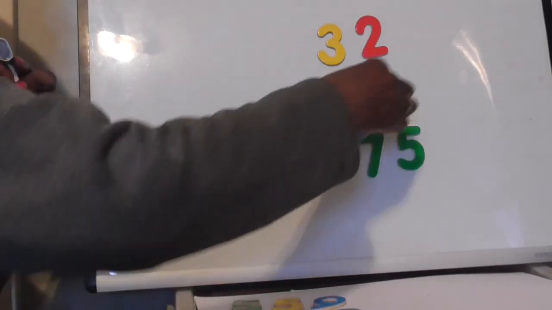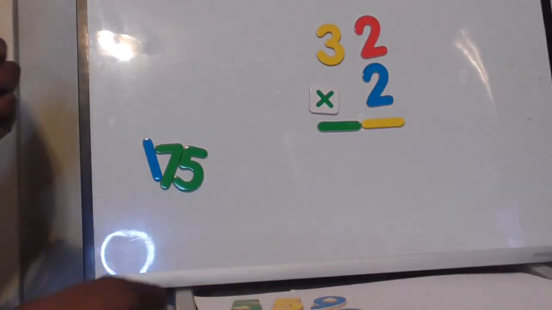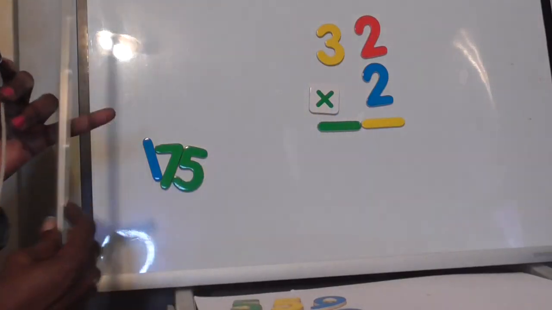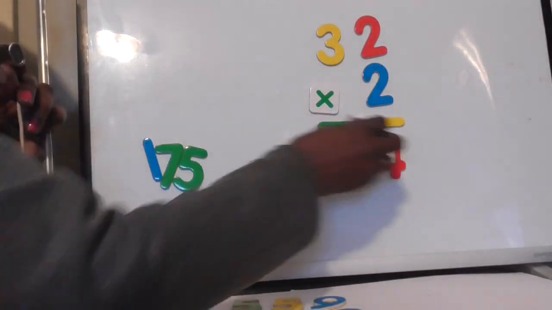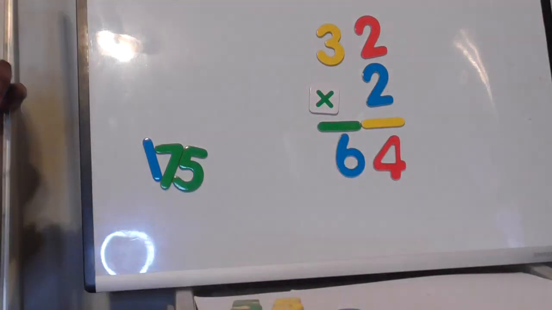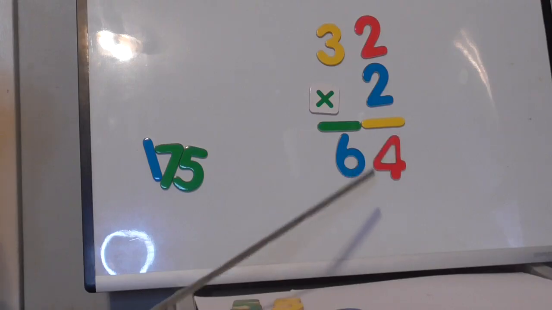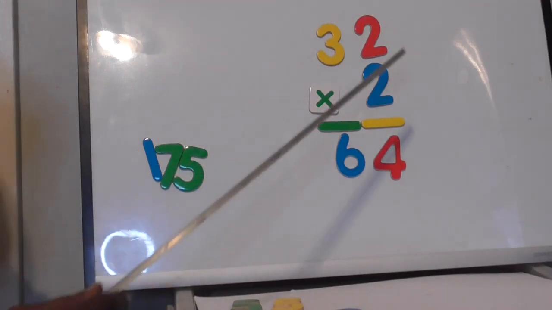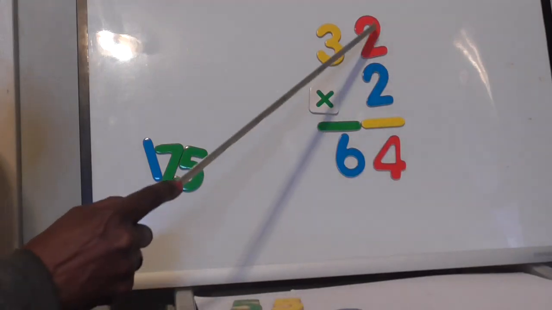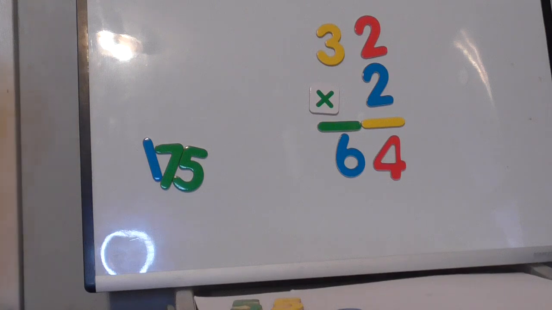32 times 2. Now this is something a little different, because 2 times 2 is 4. 2 times 3 is 6. So 32 times 2 is 64. What was the difference? I mentioned that something was different, because we don't have to carry anything. Why don't we have to carry anything? Because we're in the ones column. 2 times 2 is 4. 2 times 3 is 6.